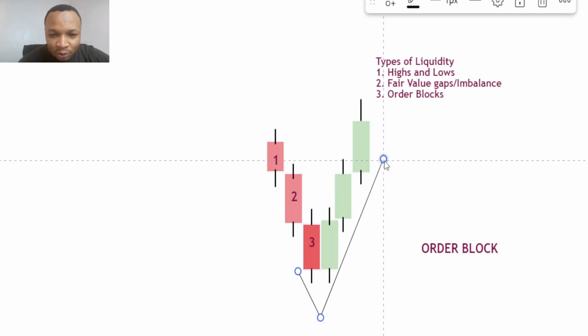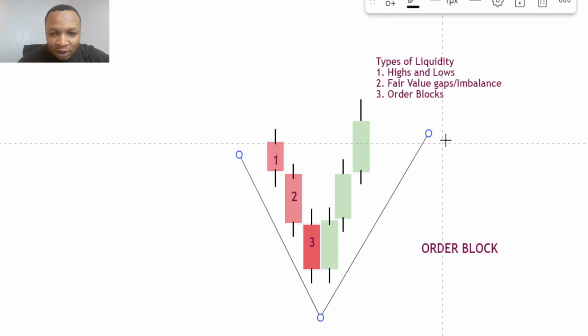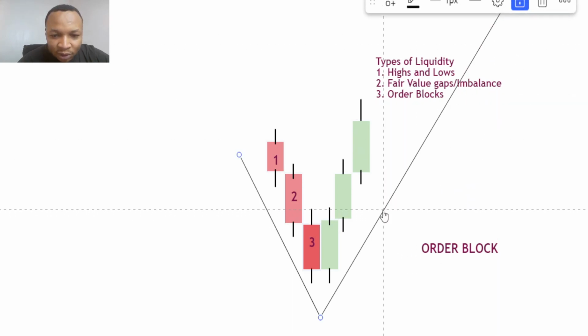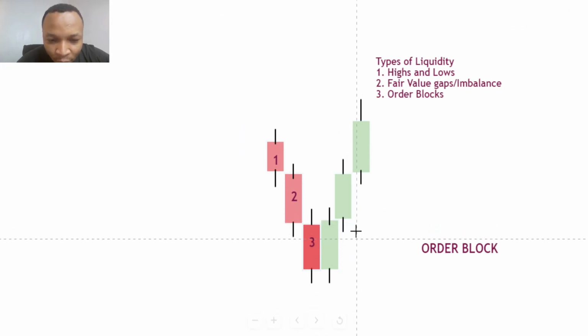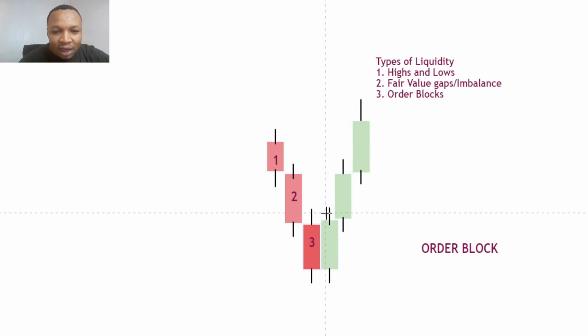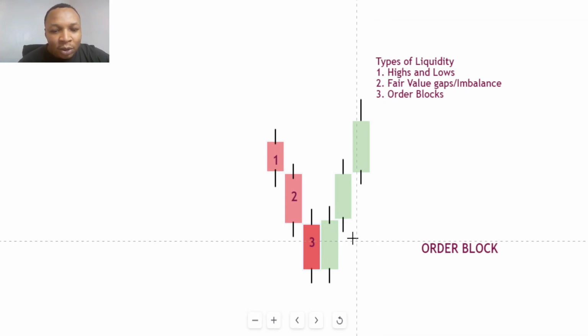So let's do it this way. What is in this area that attracted price to it here and started pushing price all the way up? What is actually in this place? What is actually in that place is what we call the order block. There is an order stacked here. There are so many orders stacked around this area. That is what is sending price back upwards. So that order that is sending price all the way upwards, we call that the region of the order block.